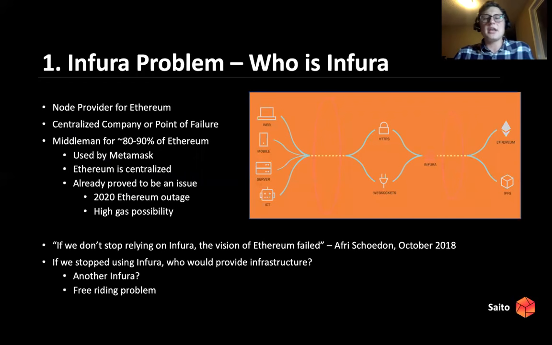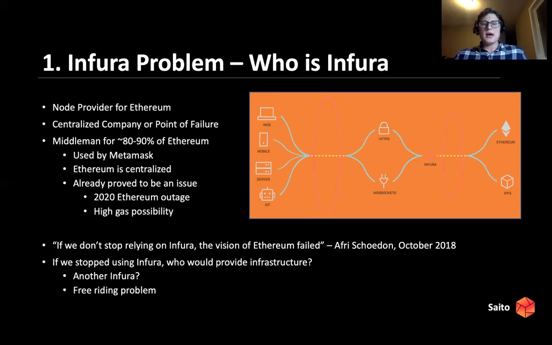So the first problem I'm going to be focusing on is the Infura problem. And before I explain what the problem is, I should probably explain who Infura is in the first place. Infura is a node provider for the Ethereum network. They act as that middleman between you and the blockchain, the Ethereum blockchain. So they could take your transactions and maybe send them off to a miner where they'll eventually get posted on the blockchain.